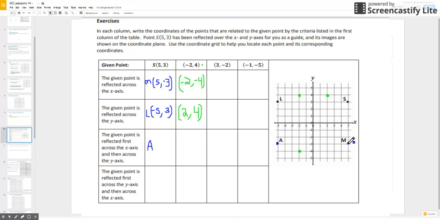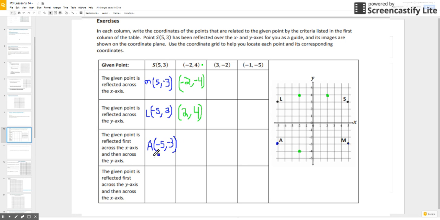So where is this located? The x value is -5. The y value is now -3. So when you reflect it across the x-axis, the y value changes from positive to negative. When you reflect it across the y-axis, the x value changes from positive to negative, or the opposite. So since we did both, now both have changed. So S is +5, +3. A is -5 and -3.